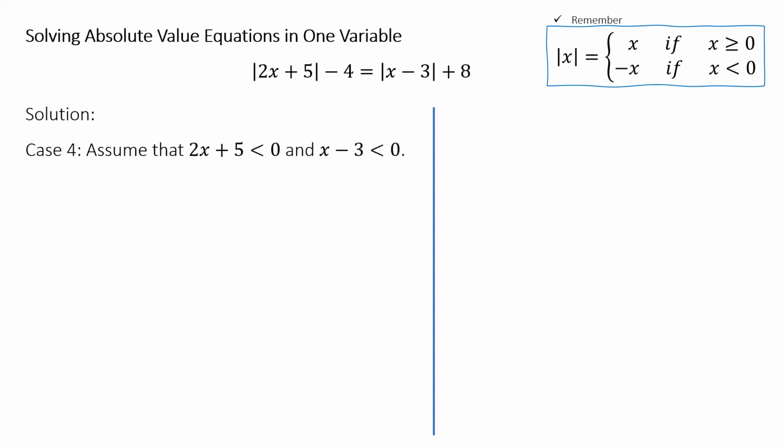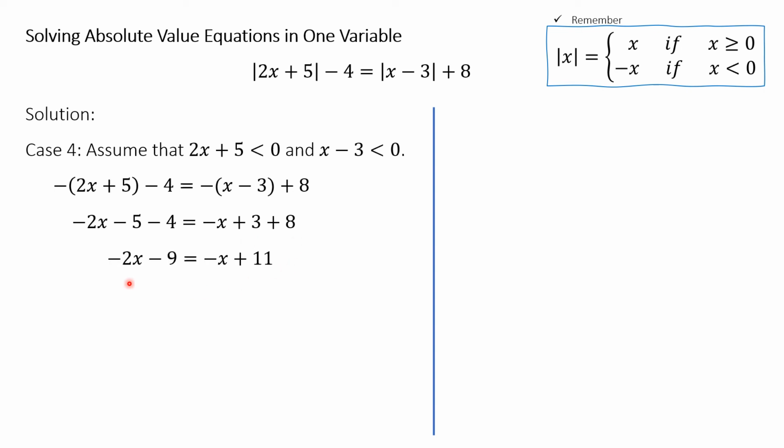For the fourth case, we now assume that 2x plus 5 is less than 0 and x minus 3 is less than 0. So again, if we are going to follow this definition, we can write this equation as the negative of the quantity 2x plus 5 minus 4 equals the negative of the quantity x minus 3 plus 8. Simplifying both sides, we'll get negative 2x minus 5 minus 4 equals negative x plus 3 plus 8. Simplifying further, we'll get negative 2x minus 9 equals negative x plus 11.